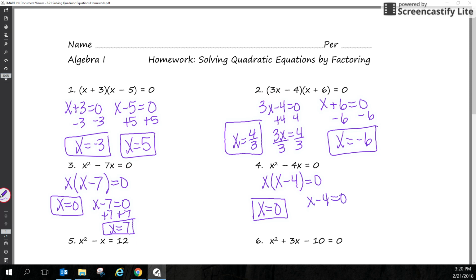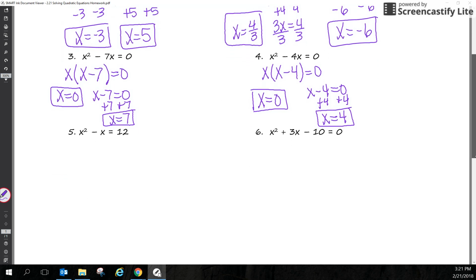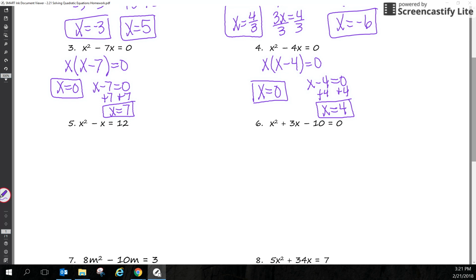For that one, I need to solve for x. I'll add 4 to both sides. My second 0, my second solution, my second root. Remember, those things all mean the same thing, is x equals 4. All right, for number 5, we have to do our first step for this one.